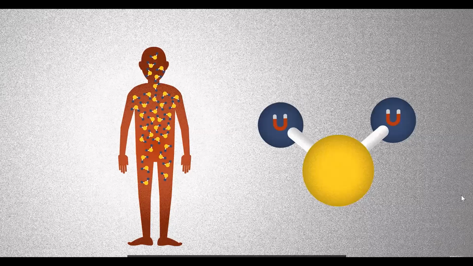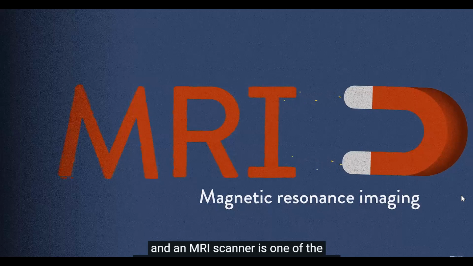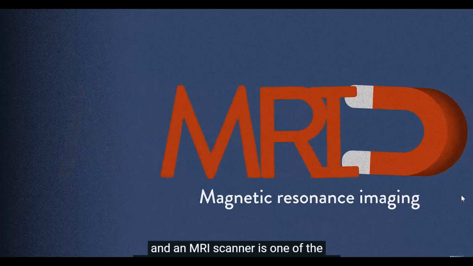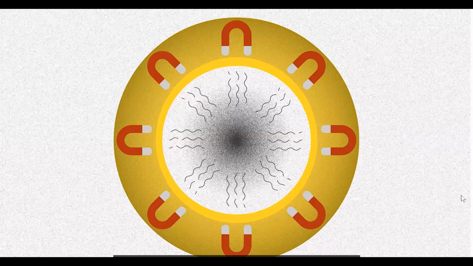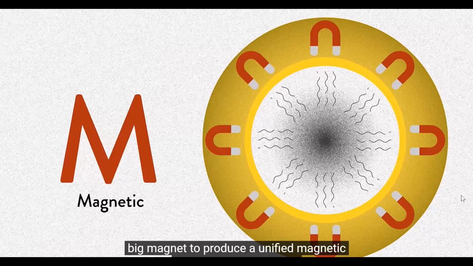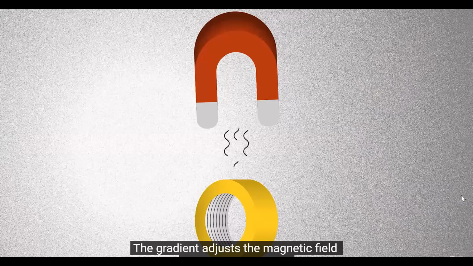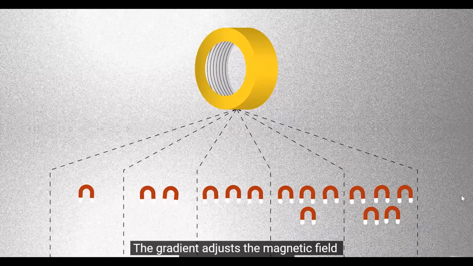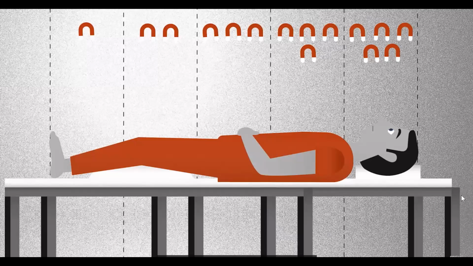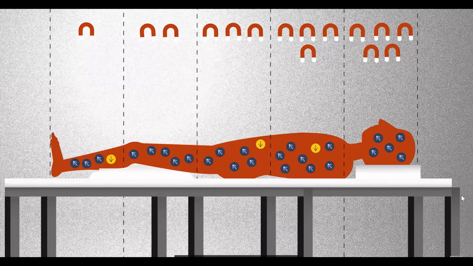MRI stands for magnetic resonance imaging, and an MRI scanner is one of the main diagnostic tools that doctors use to examine inside our bodies. The first step in taking an MRI scan is to use a big magnet to produce a unified magnetic field around the patient. The gradient adjusts the magnetic field into smaller sections of different magnetic strengths to isolate specific body parts, for example, the brain.